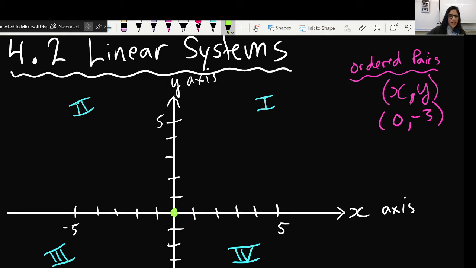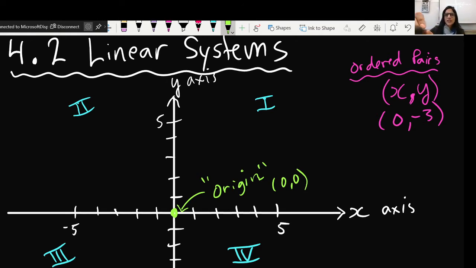Anybody know what I call that green point I just marked in the middle there? It has a name. It starts with an O. Yeah. Excellent. This is called the origin. And that would be at the point 0, 0. So you can sort of see why that's the origin. That's like the starting point. That's where the two axes cross each other.